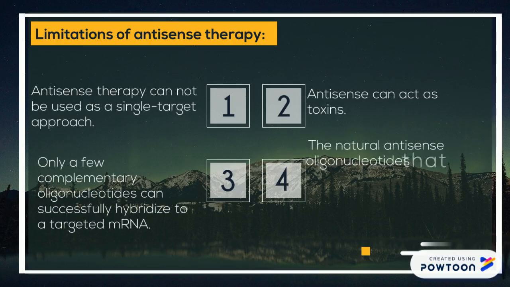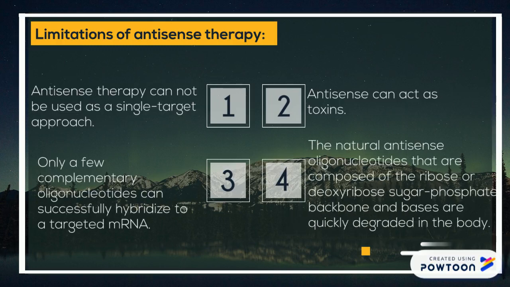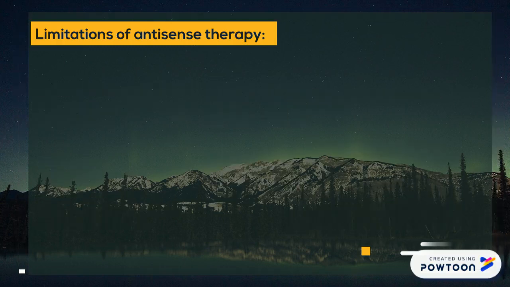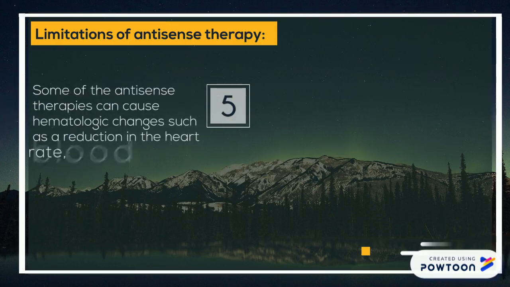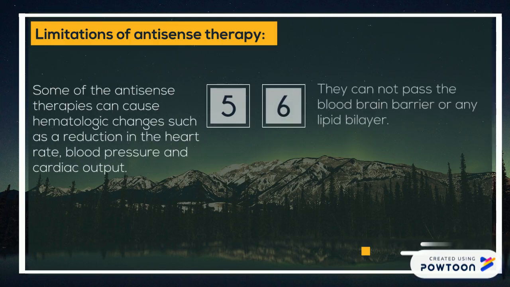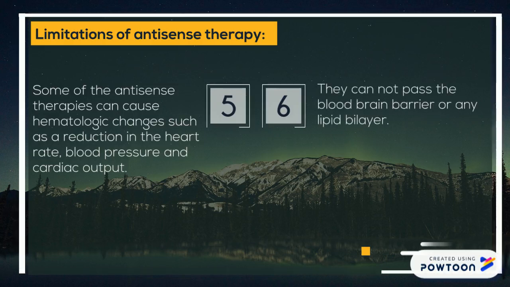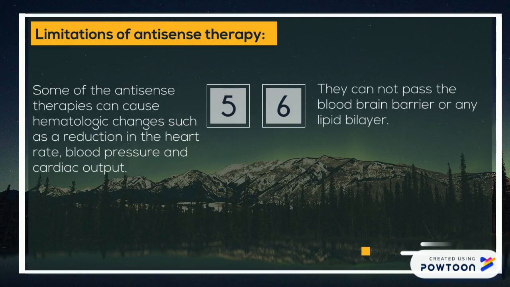The natural antisense oligonucleotides that are composed of the ribose or deoxyribose sugar phosphate backbone and bases are quickly degraded in the body. This is because of the activity of nuclease enzymes that degrade them, so they become not effective. Some of the antisense therapies can cause hematologic changes, such as a reduction in the heart rate, blood pressure, and cardiac output, as they can activate the complement cascade. They cannot pass the blood-brain barrier or any lipid bilayer. This is due to their polyanionic nature and polarity.